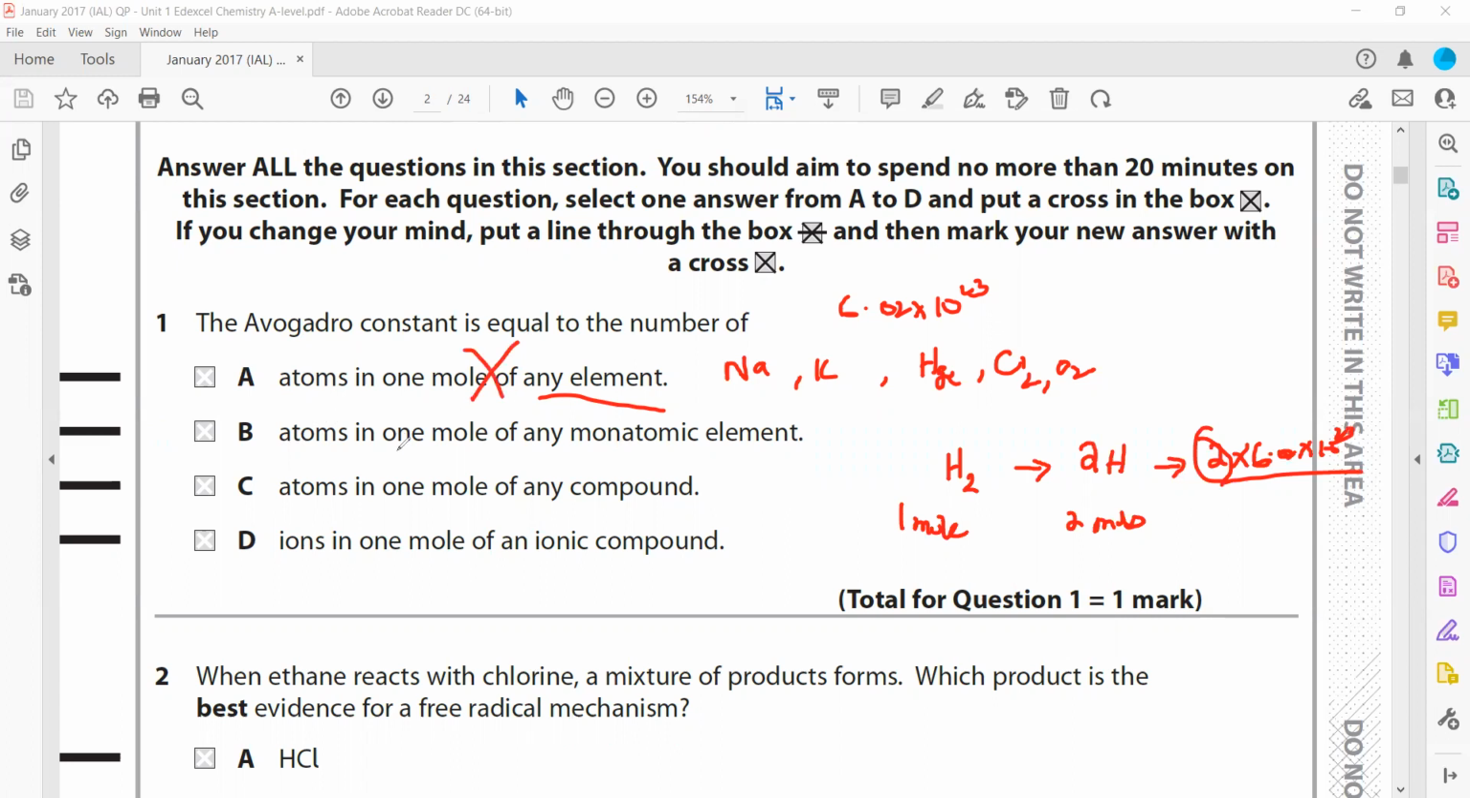When we check option B, atoms in 1 mole of a monoatomic element, that is true, because monoatomic means one atom is there. So if we have 1 mole of that element, it will have the same 6.02 × 10^23 particles. That's why B is the right answer.